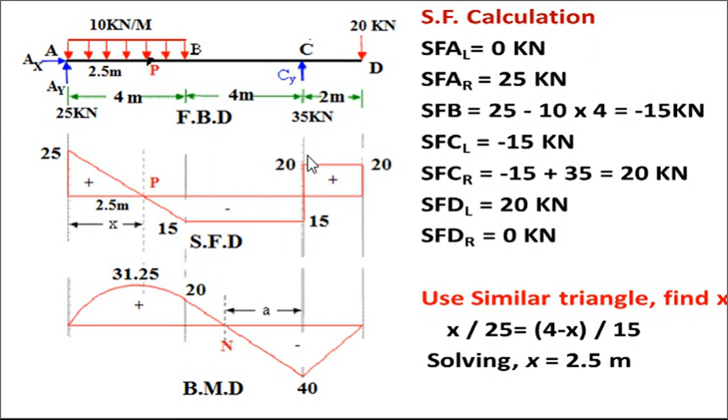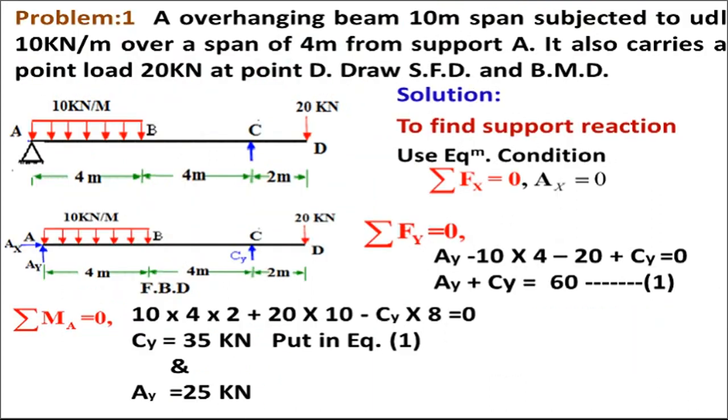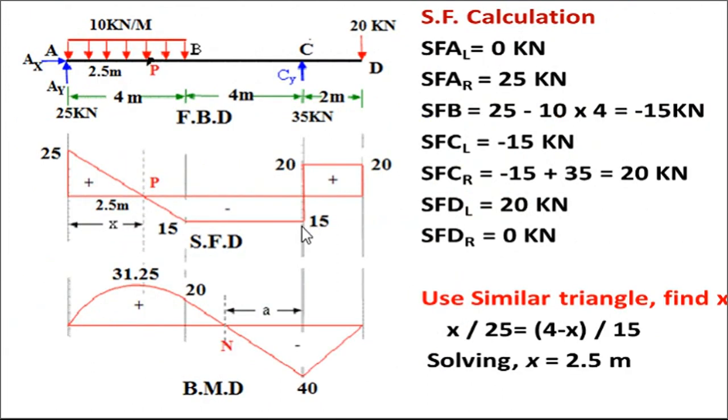Again at C, Y we found the reaction, and that reaction is 35 kilonewton. So we have the value at this particular point minus 15, and C_Y is in the upward direction, that's why plus 35. So minus 15 plus 35 is plus 20, and the plus 20 value is above the horizontal line.